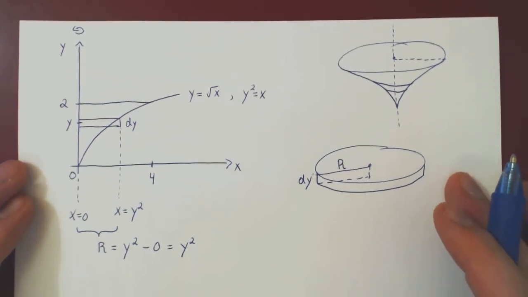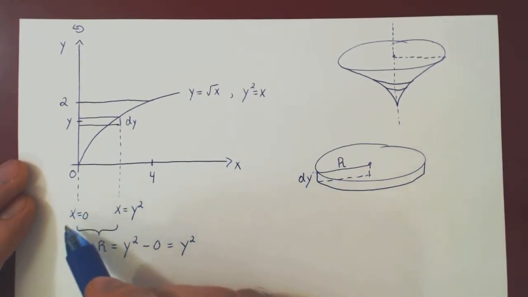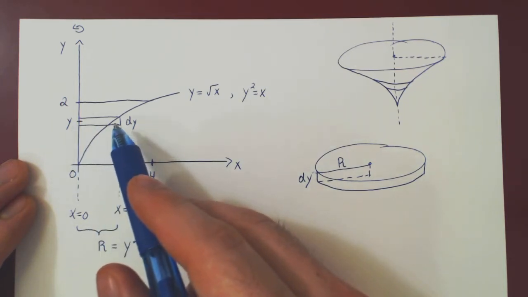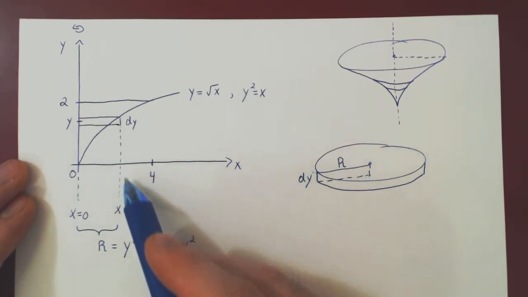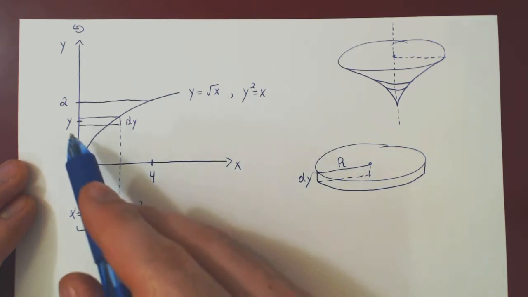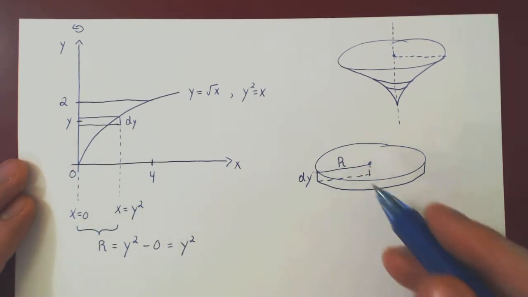Now be careful that in some problems, the smaller x value may not be 0. So always be careful that when you have a horizontal segment and you want the length, find your two x values, the larger one and the smaller one, and by subtracting the larger minus the smaller x value, you have the length of your rectangle. And now we're good to go.